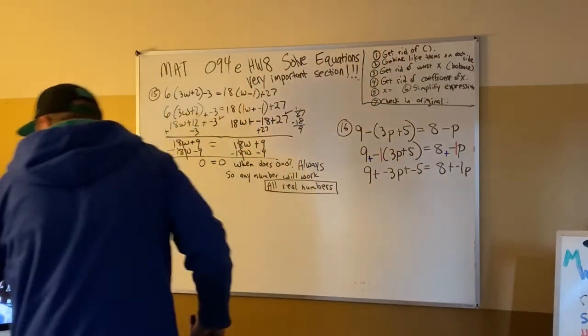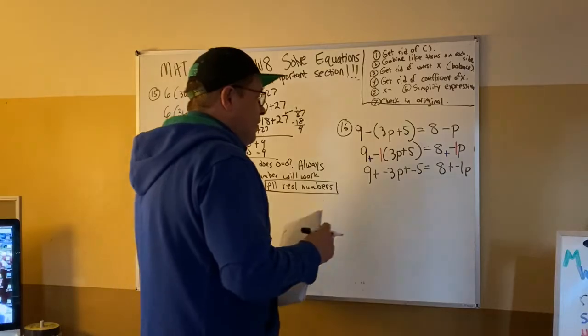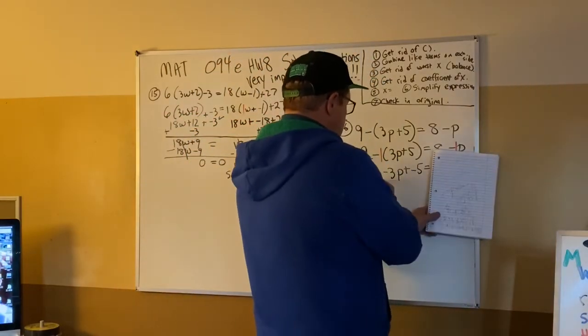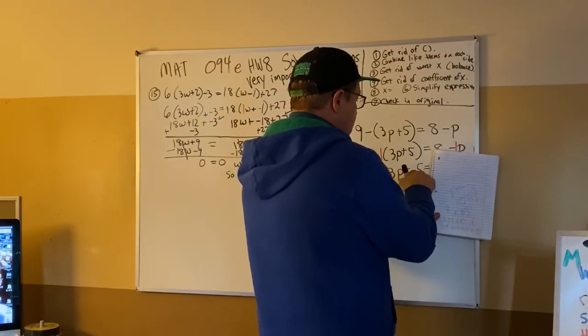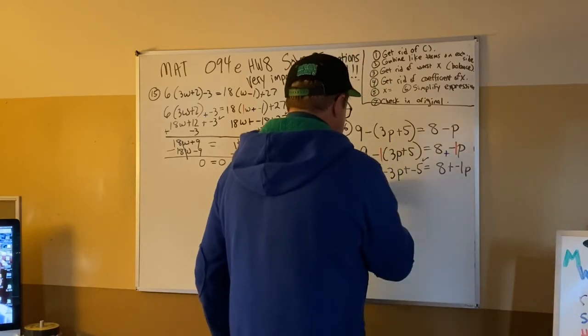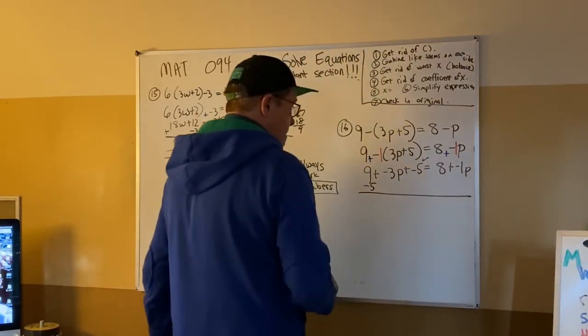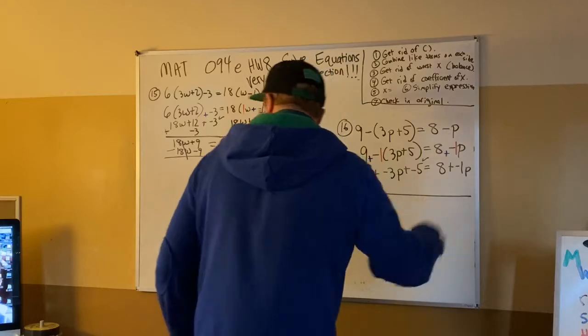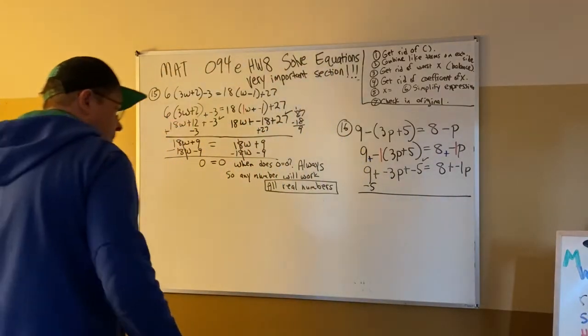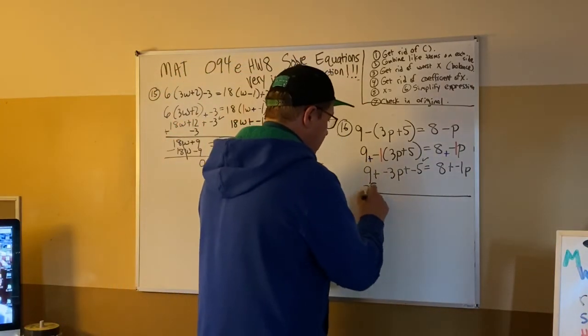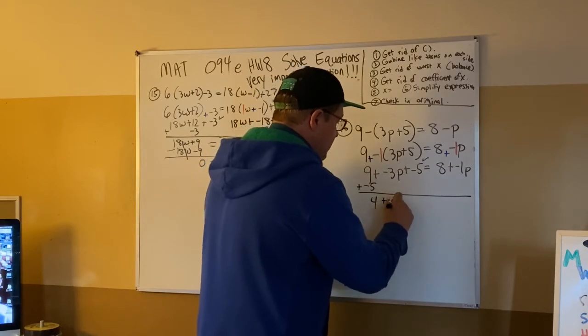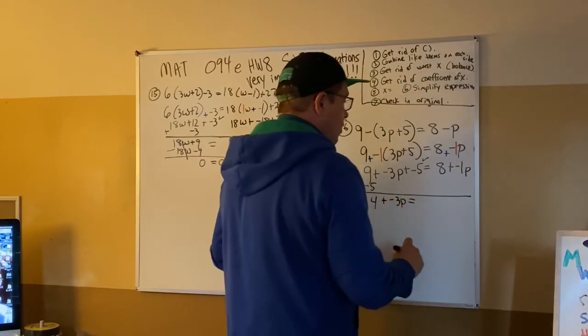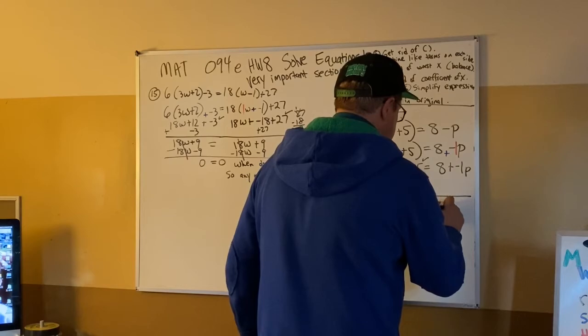Now we look for our like terms. We should always come up after the parentheses are gone to look for like terms. 9, -3p, -5. -5 joins the numbers like 9. 8 plus -1p, no like terms on that side. This is 4. 9 plus -5 is 4, plus -3p. Over here, we have 8 plus -1p.